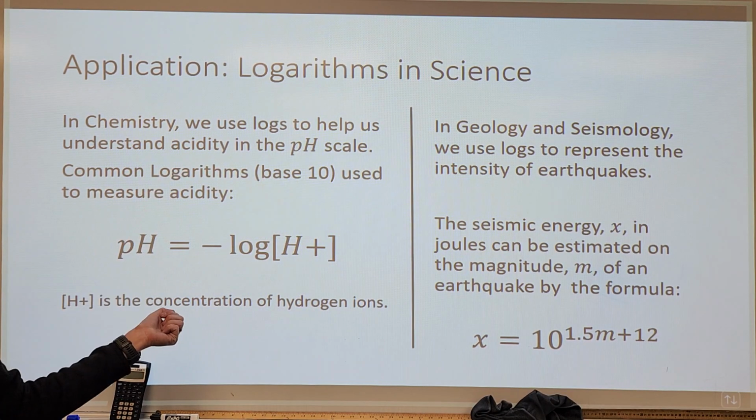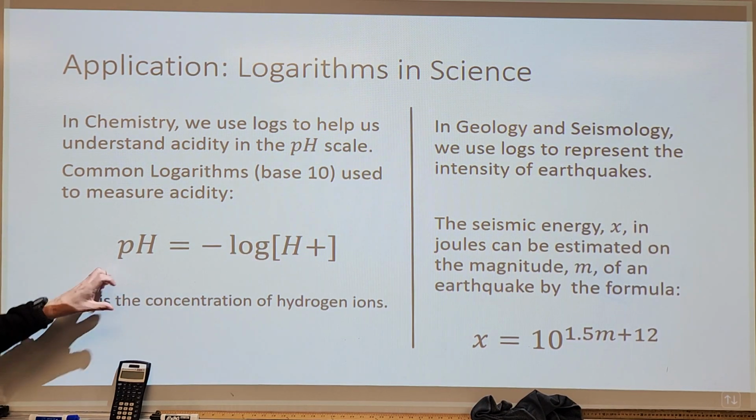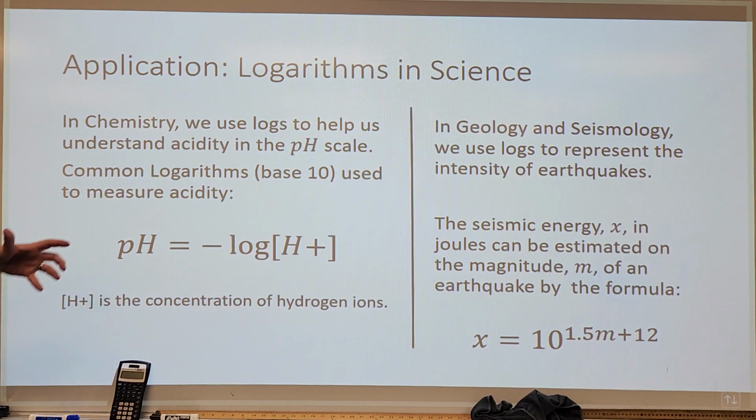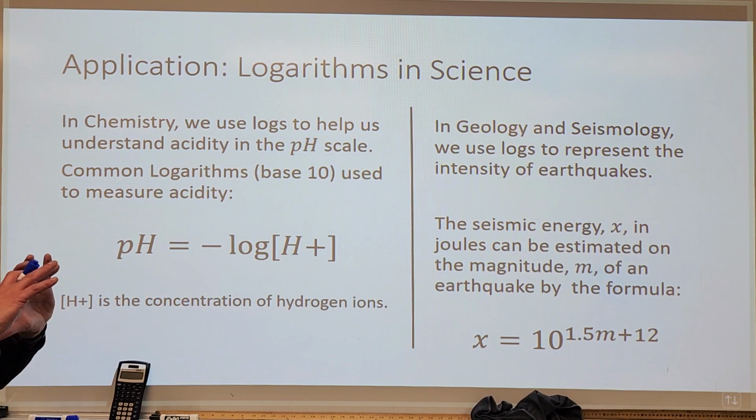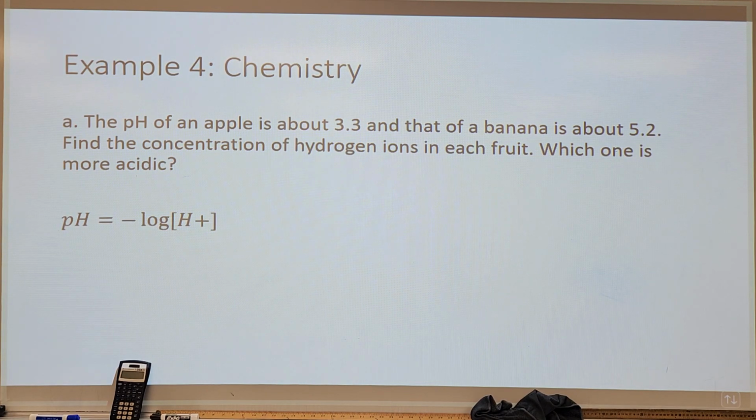We explore acidity in chemistry class as a concentration of hydrogen ions. That's how this works. I'm a big fan of chemistry. It's really hard for me, but I love chemistry because it's a great application of some higher level math, right? Chemistry is tough because math is tough. All right, so here is an example. The pH of an apple is about 3.3 and the pH of a banana is 5.2. Find the concentration of hydrogen ions in each fruit and which one is more acidic.